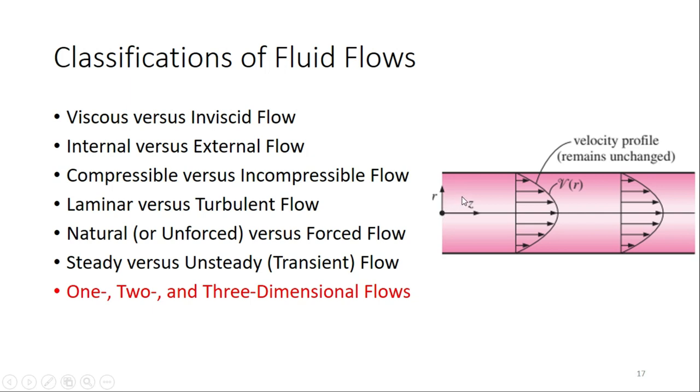For the sake of understanding, we will just consider the one-dimensional flow in this course of process heat transfer. For example, the fluid is moving in only the z direction, but its velocity is changing in the radial direction. As you can see, at the center the fluid has the maximum velocity, but its velocity is changing along the radius. So this is all about the classification of fluid flows.